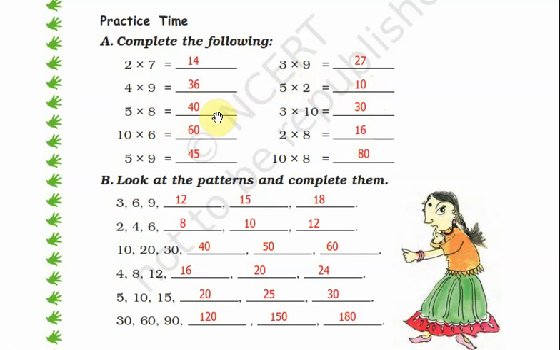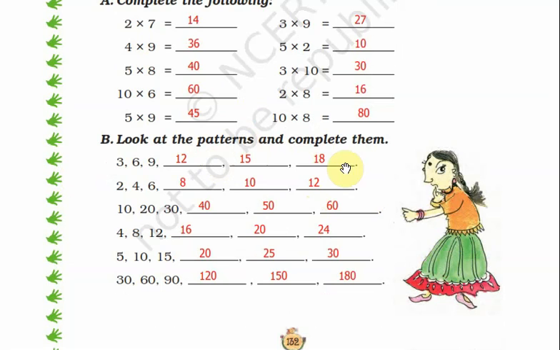5 8s are 40. Next, 3 into 10. Otherwise, 3 times 10 is equal to 30. Next, 10 into 6 is equal to, answer is 60. Next, 2 times 8, the answer is 16. Then 5 times 9. How much is 5 times 9? 5 9s are 45. Then 10 into 8. 10 8s are 80. Okay, so you can complete this.